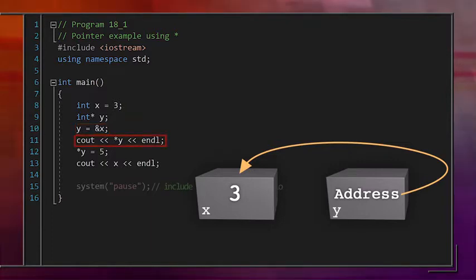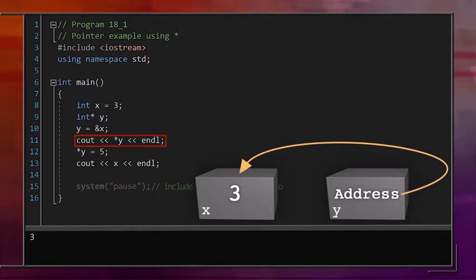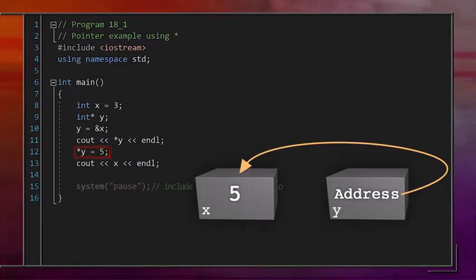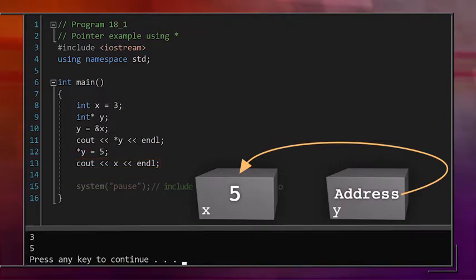When we output star y, then we're outputting the value that y is pointing to. In this case, that's the integer that it's pointing to, and it has the value 3. So we output 3. In the next line, we're assigning a value 5 to the integer pointed to by y. So the memory location that y is pointing to will get the value 5. This is the same memory location that's being used by x. So when we then print out the value of x, we see that x has the value 5. So that's how we use an asterisk to dereference a pointer.